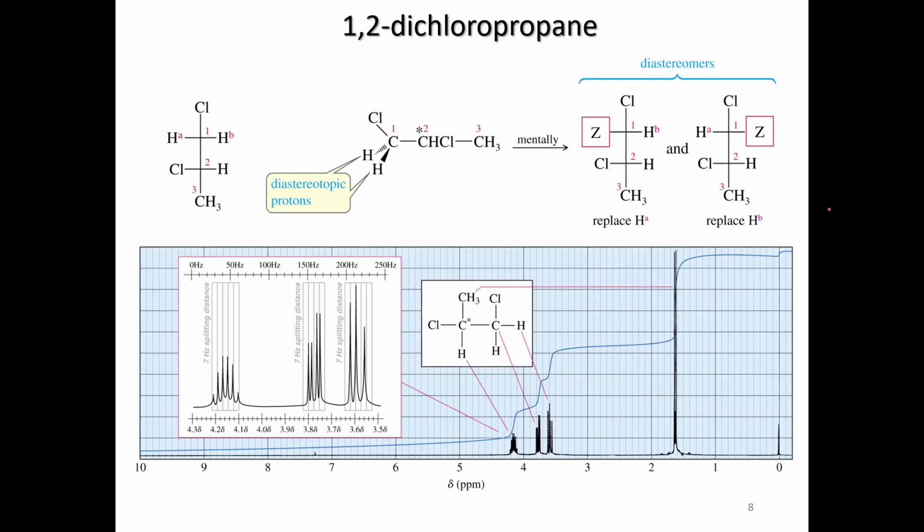This is the way that you can imagine it. Substituting one of these protons with any group, Z, X, a carbon, a phenyl group, anything which makes that carbon, also carbon number one, chiral, will make two diastereomers. Two diastereomers will produce two different signals.